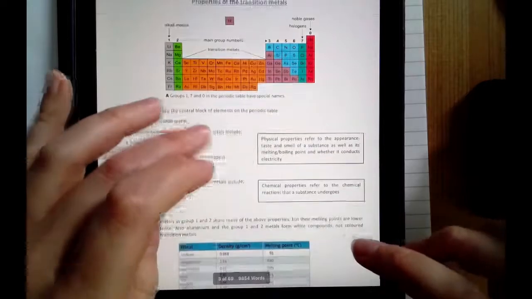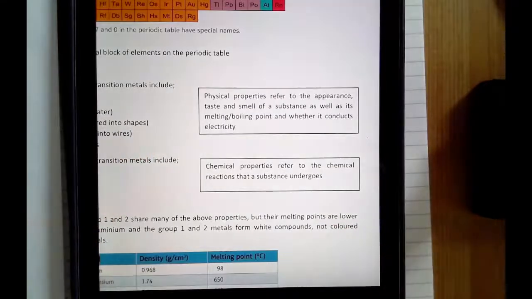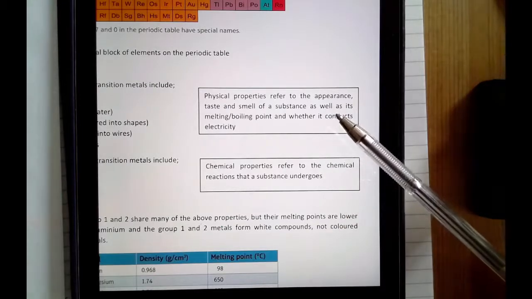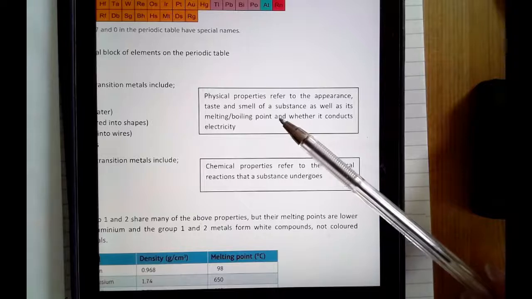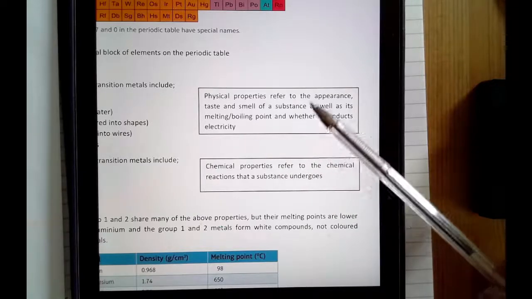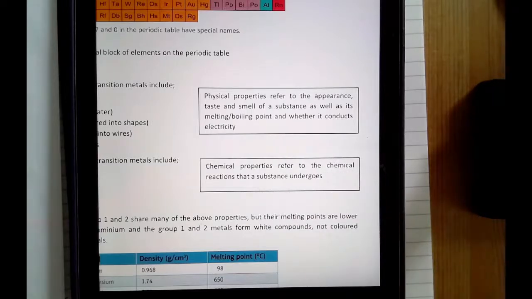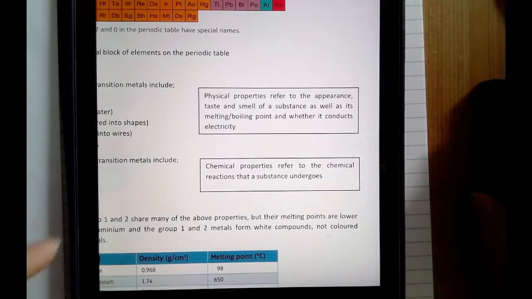When we're talking about properties, you can divide properties into physical properties and chemical properties. So physical properties, you're talking about the appearance of the metal, how they taste, how they smell, also their melting and boiling points, and whether they conduct electricity. That all counts as a physical property. Chemical properties then specifically refer to how they react.